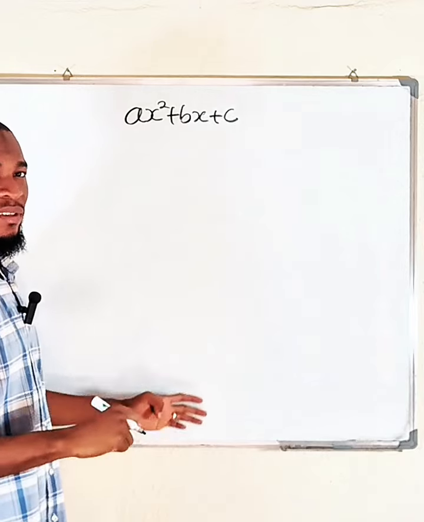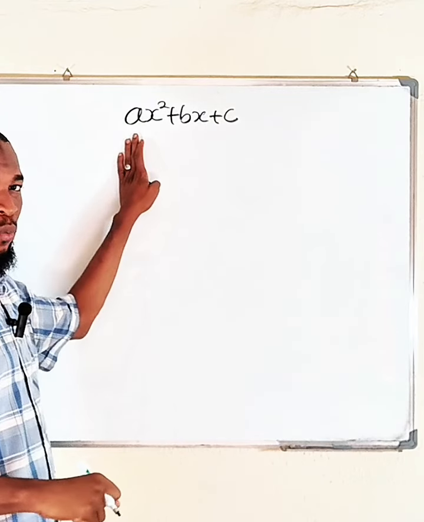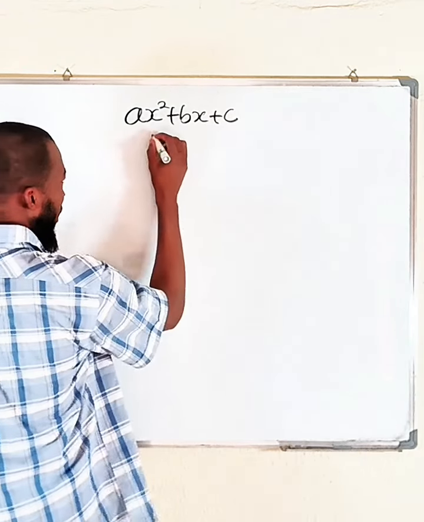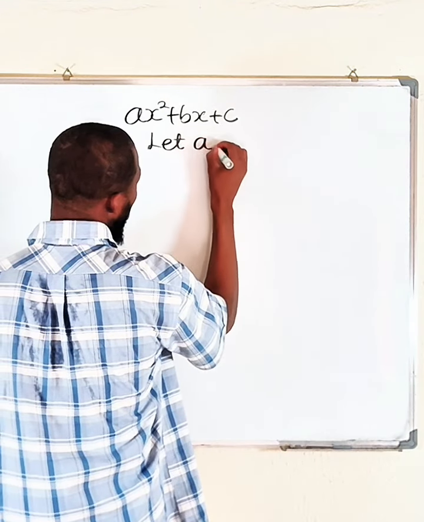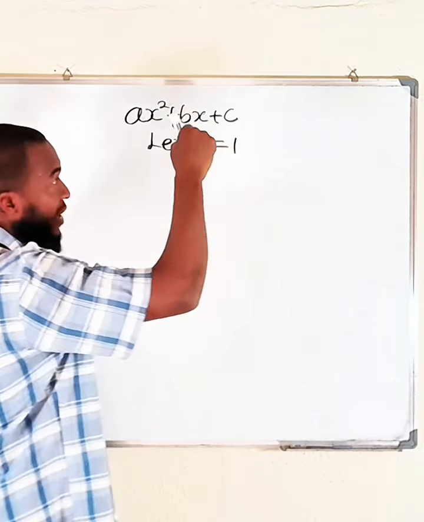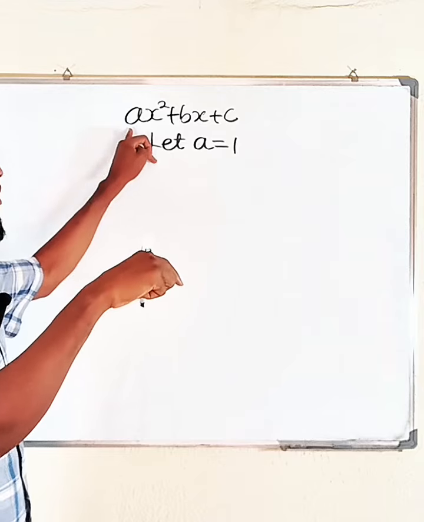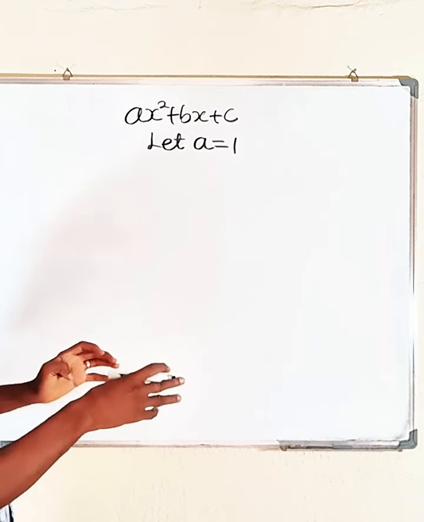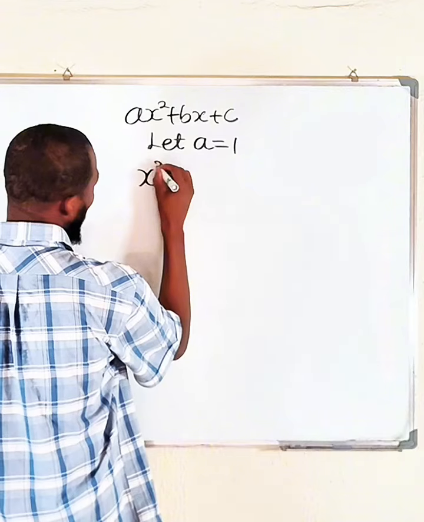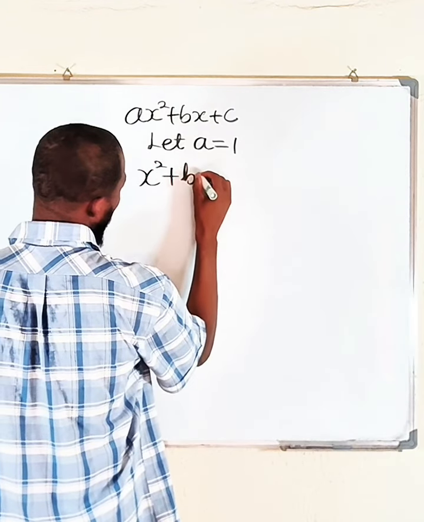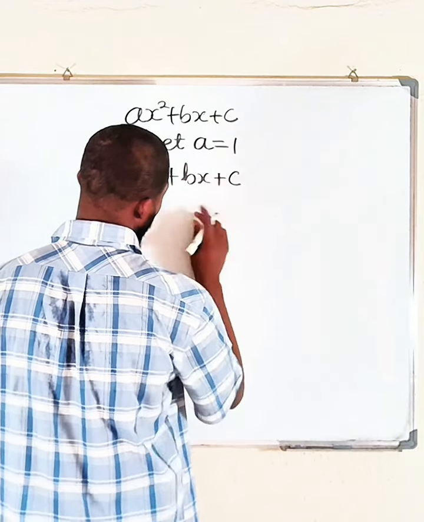So to factorize this, assuming a is 1, so let a equal 1. Even if it is not 1, if you are dealing with an equation, you can confidently divide every single term by the leading coefficient just to have the coefficient of x squared be 1. So we have something like x squared plus bx plus c.